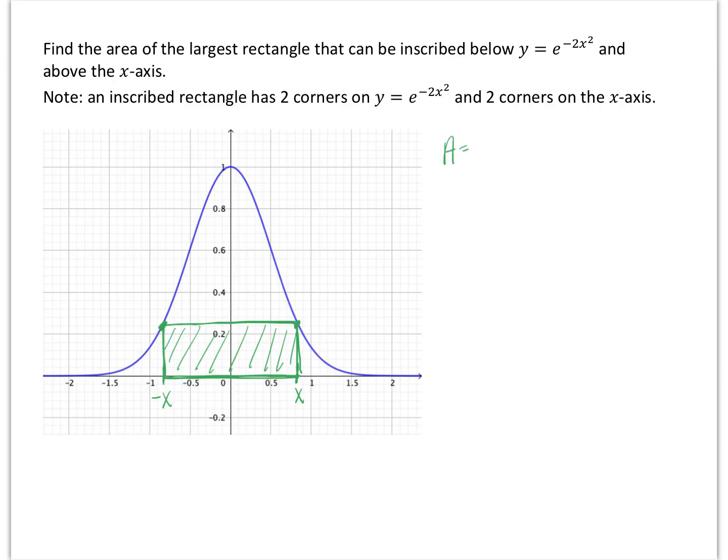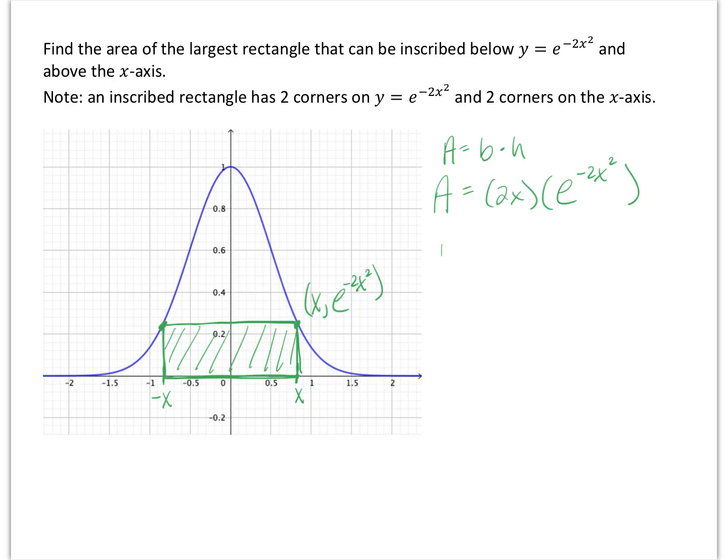Okay, so the area of my rectangle is base times height. And the base is 2x. And the height of this rectangle is the height of the function. So if x is my input value, the y value right here I could get by plugging into the curve because this point is on the curve. This is the point x comma e to the negative 2x squared. So my y value is e to the negative 2x squared. That's the height of the rectangle.